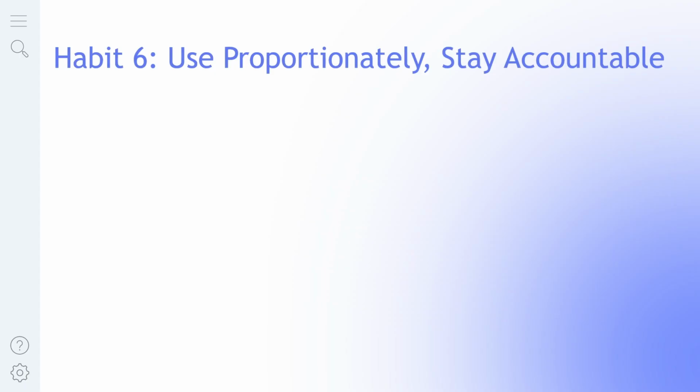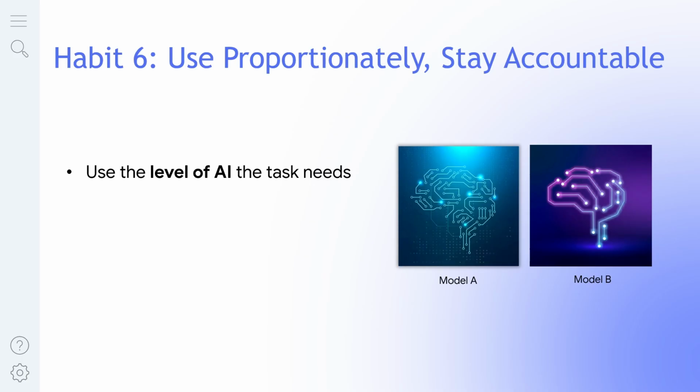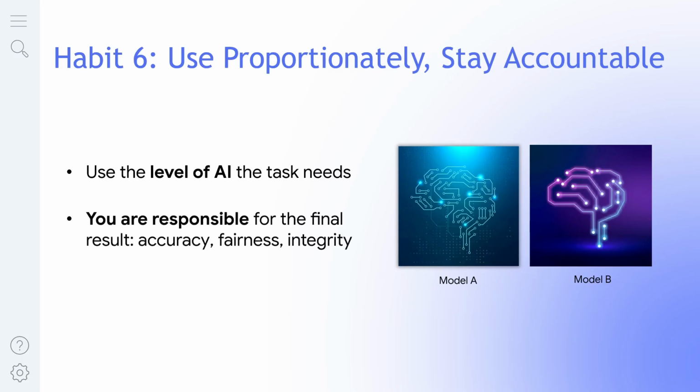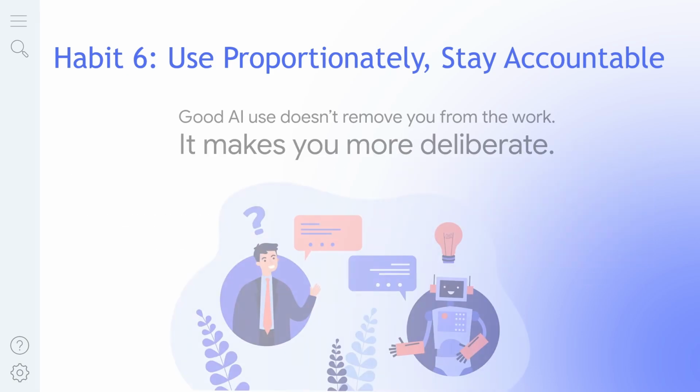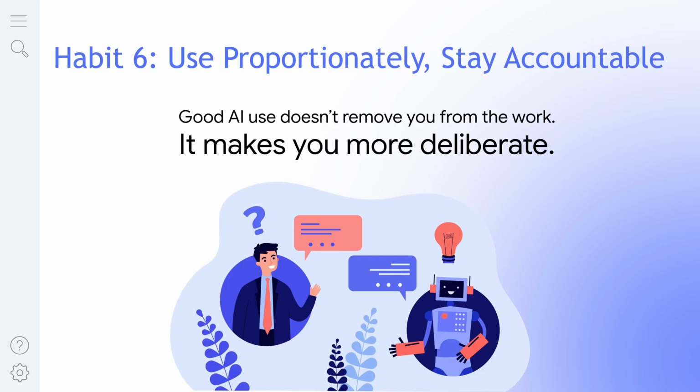And habit 6. Use AI proportionally and stay accountable. Reach for the level of AI the task actually needs. Remember that you remain responsible for the final result, for its accuracy, its fairness, and its integrity. Good AI use doesn't remove you from the work, it makes you more deliberate.